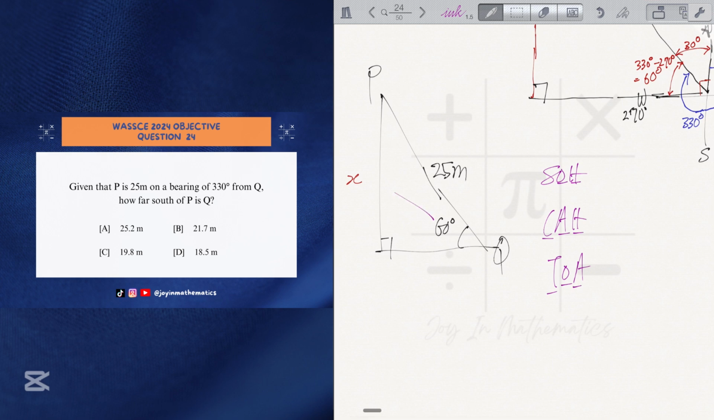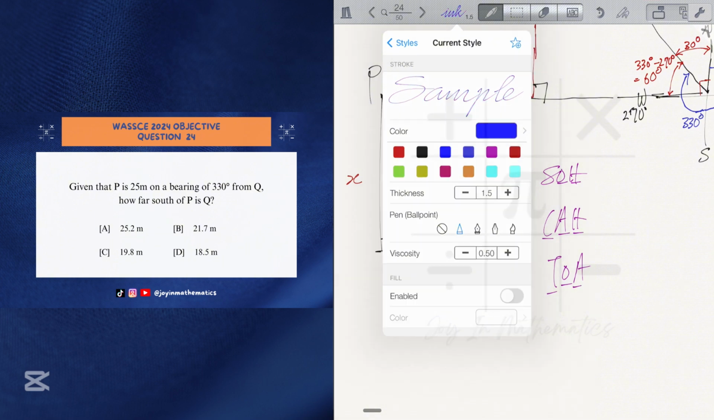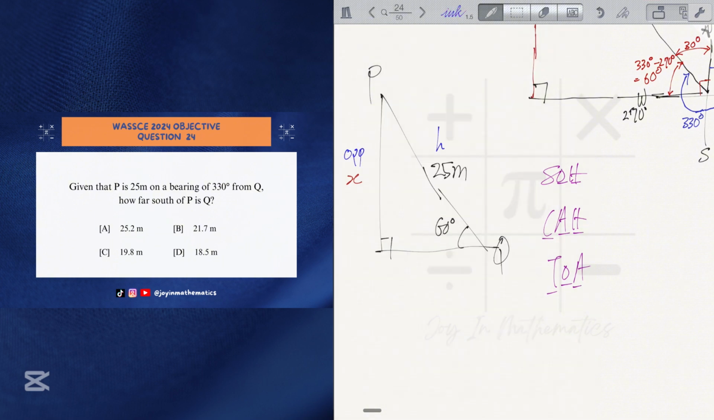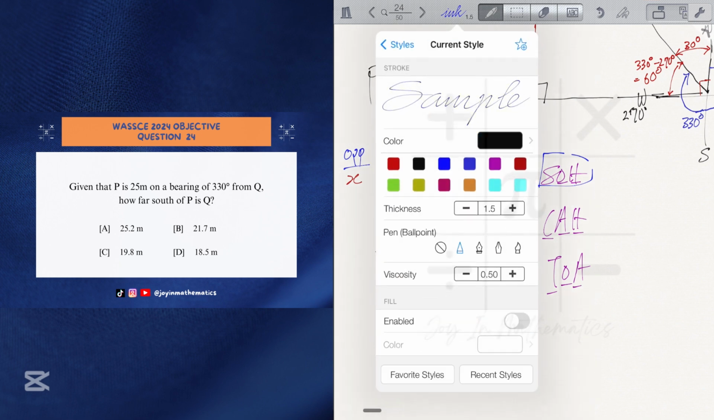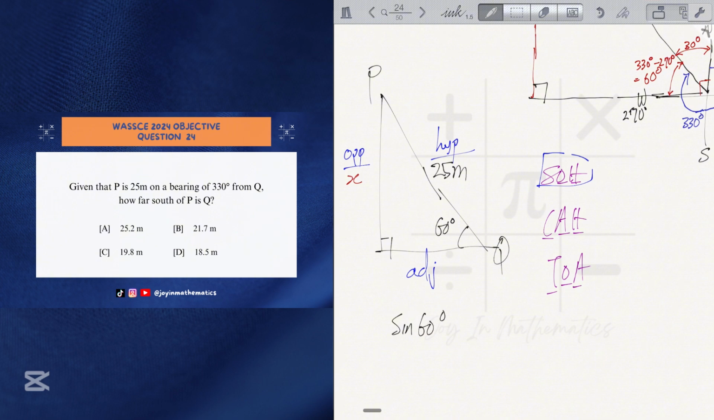So the side facing the angle, we'll call it the opposite. So this we'll call the opposite, this will be the hypotenuse, and this is the adjacent. So the question is, what is the relation between opposite and hypotenuse? Opposite and hypotenuse is related by sine. So with this, we are saying that sine 60 degrees is equals to the opposite, the opposite is X, divided by the hypotenuse, which is 25.